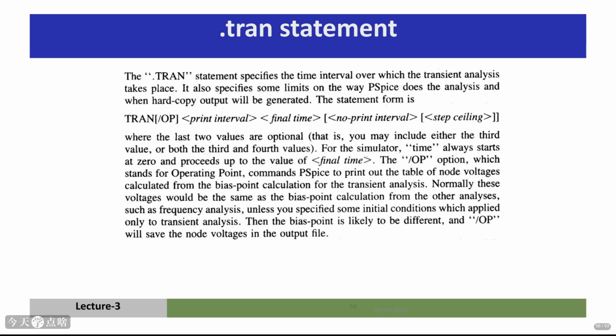The /op option is also optional. It tells PSpice to print the initial operating point voltages before the transient simulation begins. This is useful if you've set initial conditions that might affect the starting point. You can also add optional parameters like no print interval to skip printing results during the simulation, and step ceiling to limit the maximum time step size.